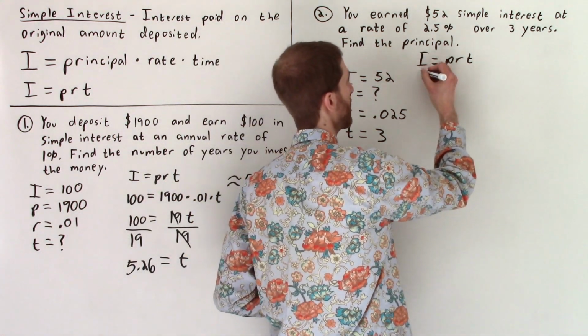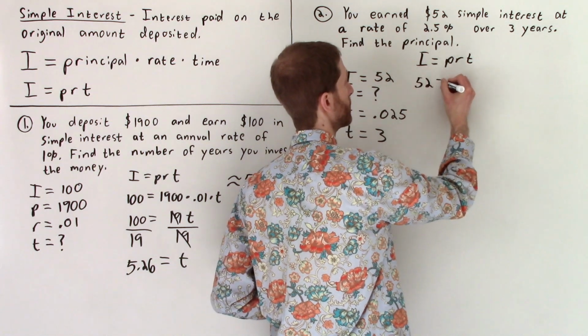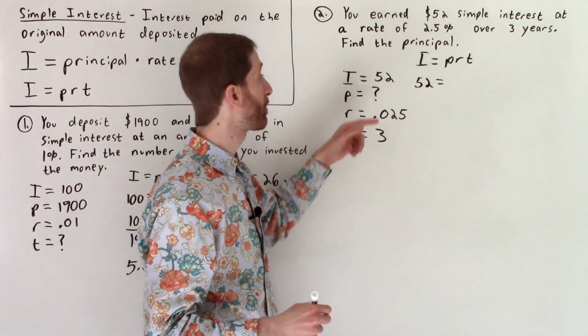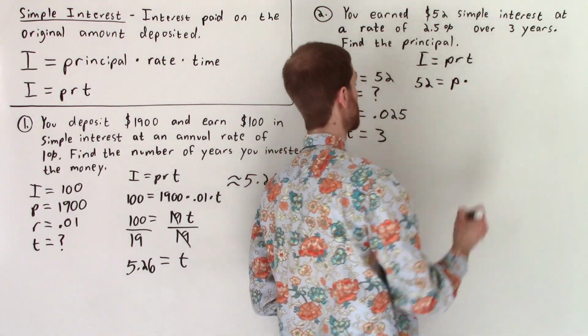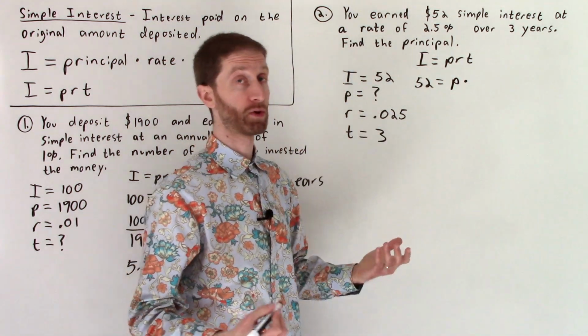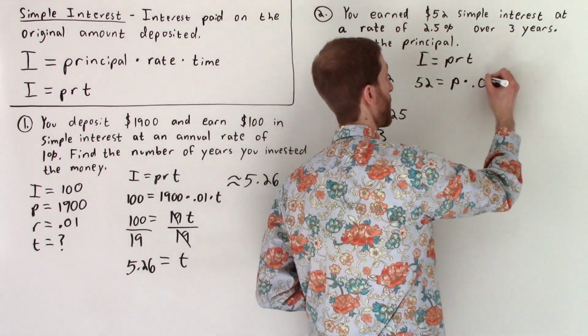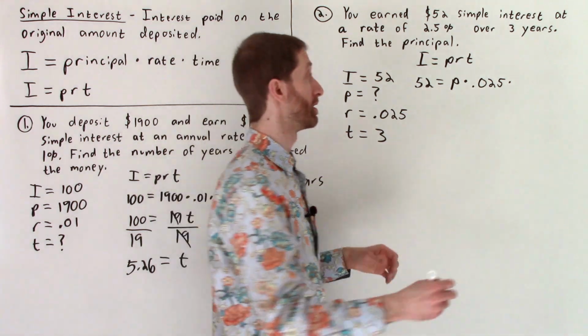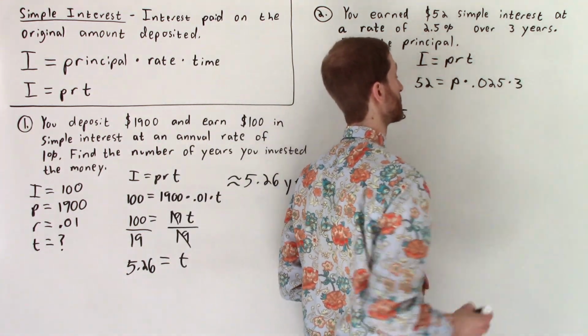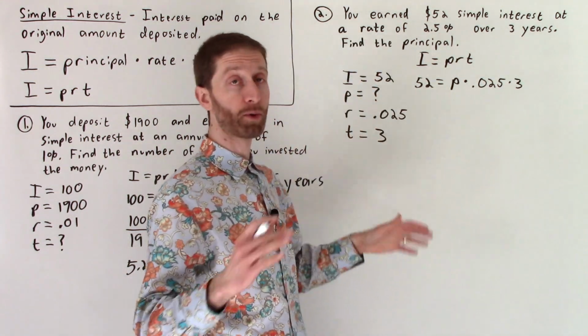Okay, so we have that I is 52. Plugging in for I. The principal, we don't know, so we keep that as a variable P, times the rate, which is 0.025. Not so bad. Times the amount of time, which is 3.